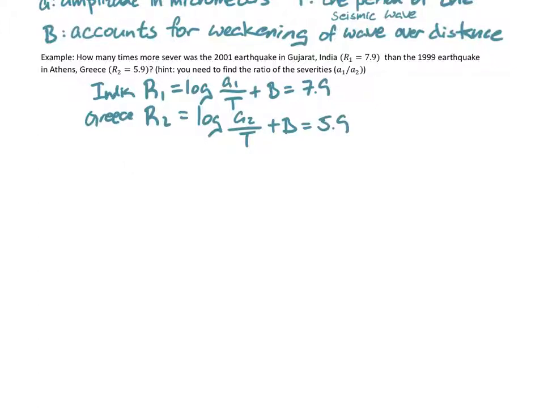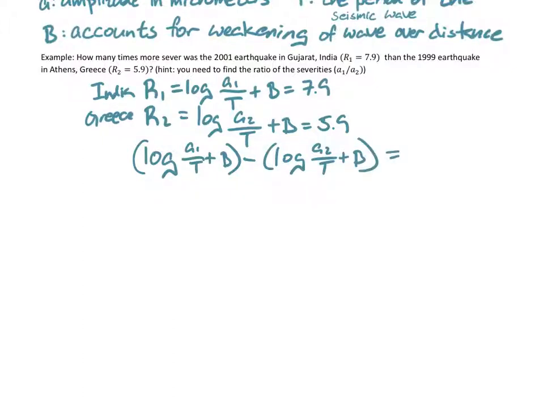Okay, so we want to know the difference, right? We're seeing how many times more severe. So the way to do this is we're going to take our bigger one, which is India, log A sub 1 over t plus b, and subtract the smaller one, log A sub 2 over t plus b. And on the other side of the equation, we're going to subtract these as well. So we have 7.9 minus 5.9.